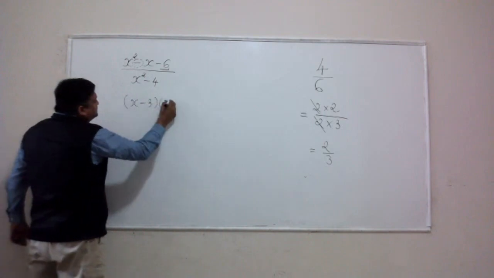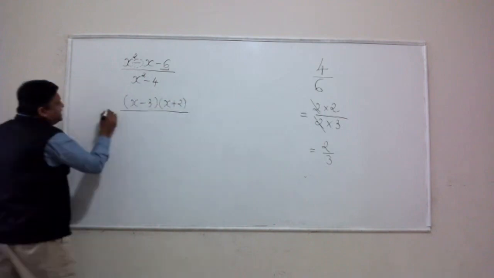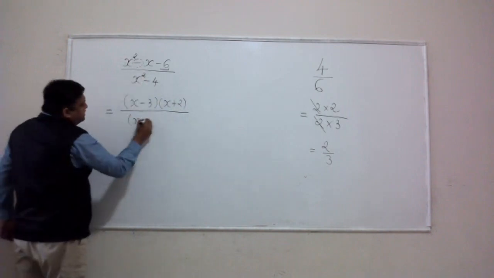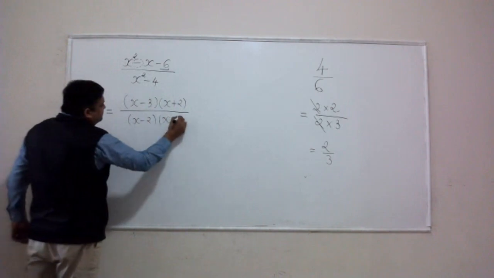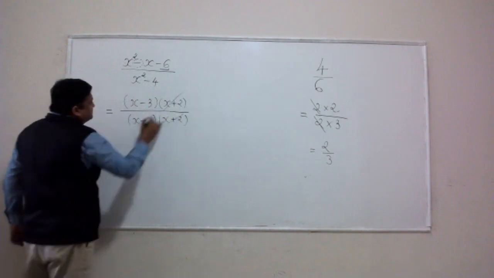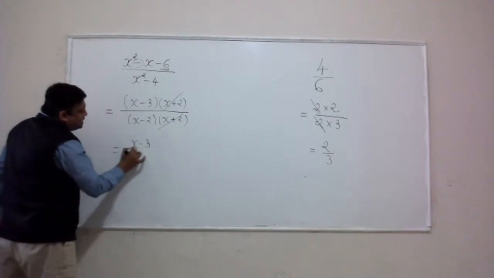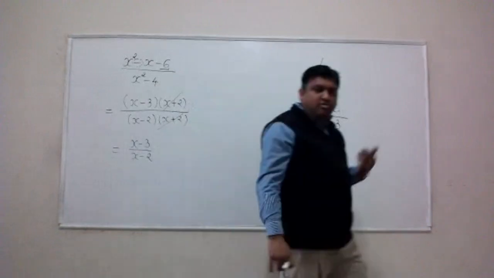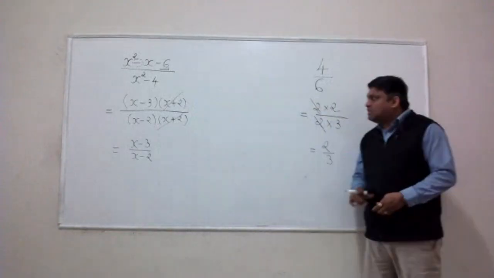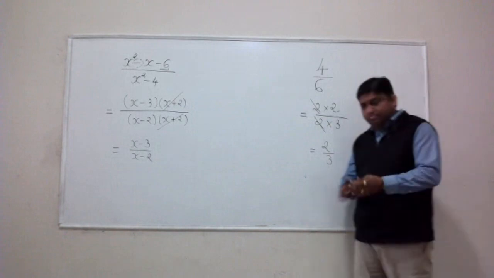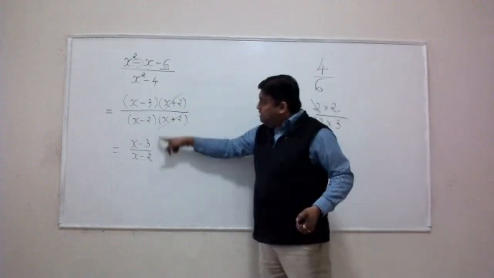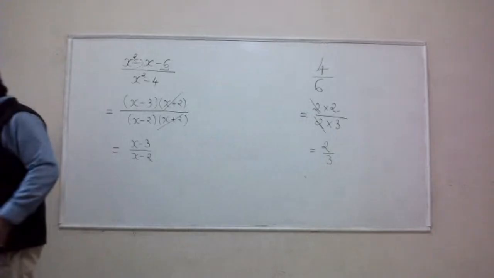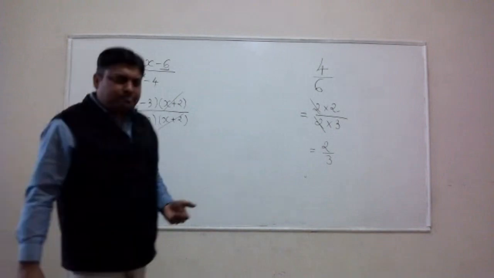X minus 3, x plus 2 is a complete factorization of the top. This is a difference of two squares, right? X squared minus 2 squared. Look at this. Repeating factor is gone. So this is what I meant by, division of two polynomials requires the concept of factorization. You need factorization to handle the division. All right? Okay, now here is another interesting question.